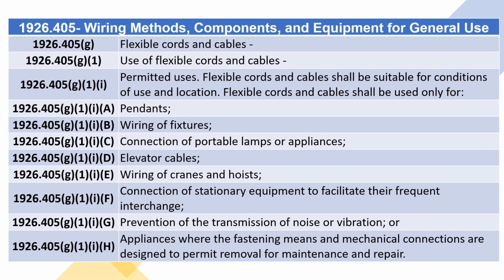1926.405(g). Flexible cords and cables. 1926.405(g)(1). Use of flexible cords and cables. 1926.405(g)(1)(i). Permitted uses. Flexible cords and cables shall be suitable for conditions of use and location. Flexible cords and cables shall be used only for 1926.405(g)(1)(i)(A) through (H): pendants, wiring of fixtures, connection of portable lamps or appliances, elevator cables, wiring of cranes and hoists, connection of stationary equipment to facilitate their frequent interchange, prevention of the transmission of noise or vibration, or appliances where the fastening means and mechanical connections are designed to permit removal for maintenance and repair.